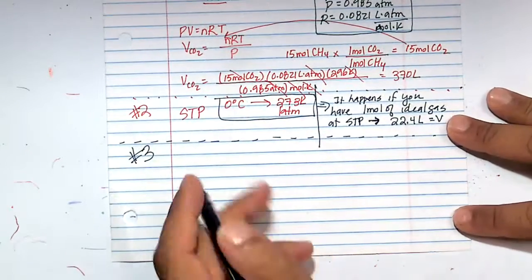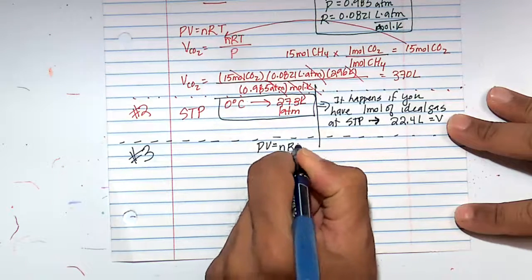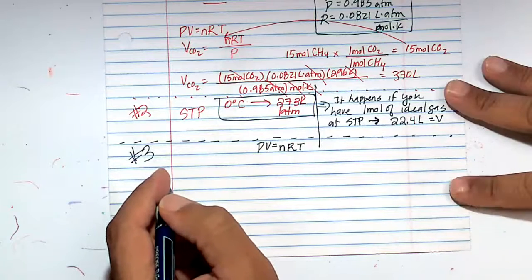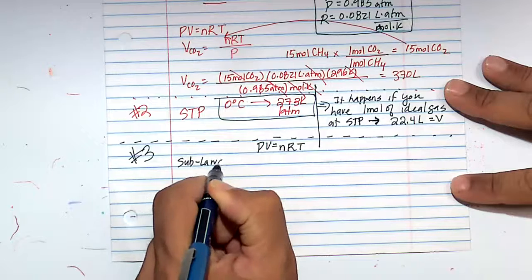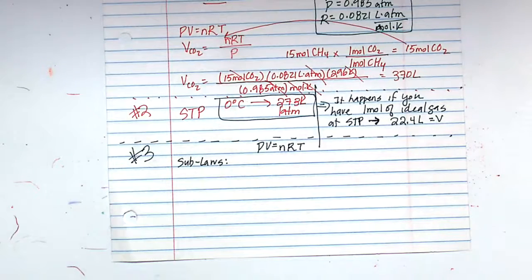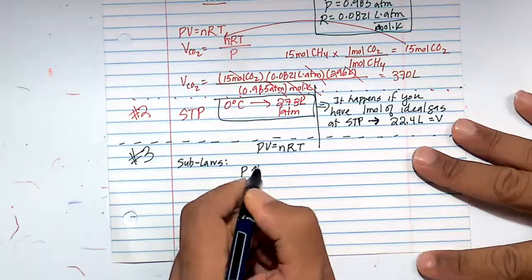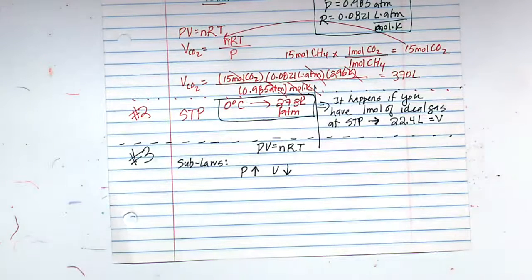Also, the gas laws. We have our ideal gas law, PV equals nRT, but we also have within that the sub-laws. So what are these sub-laws? If you increase the pressure, the volume goes down. Increasing the pressure, volume goes down.